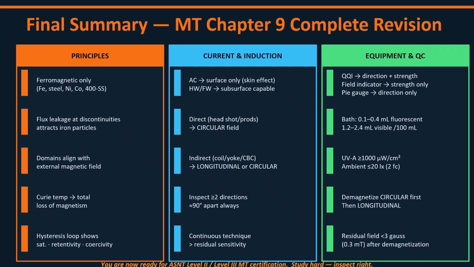The final acceptance decision is not based on the inspector's opinion of whether an indication looks bad. It is based on the applicable acceptance criteria. If you can explain that entire chain clearly, you have understood the method rather than simply memorized it.